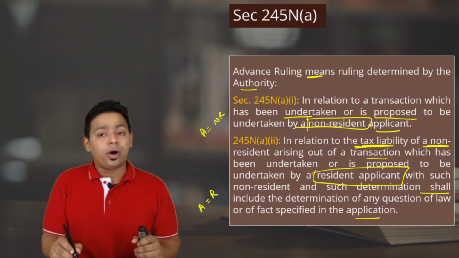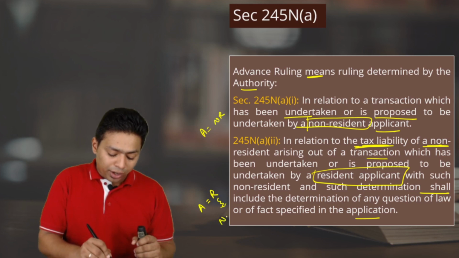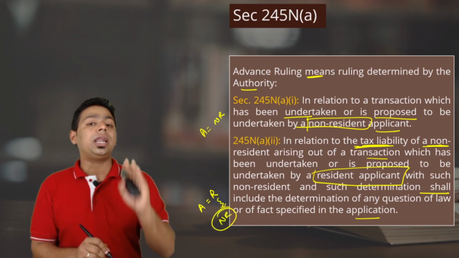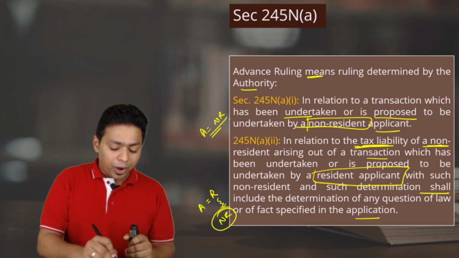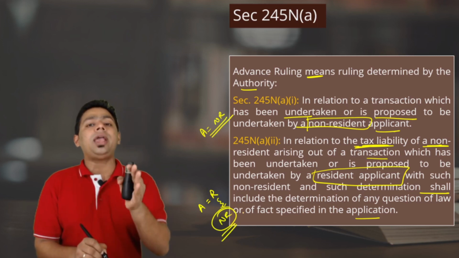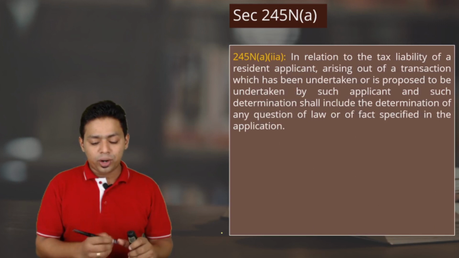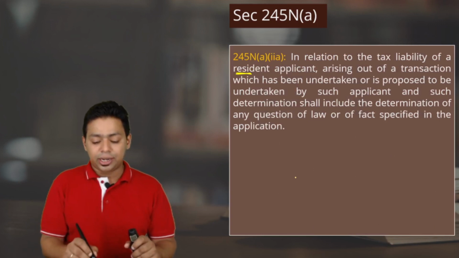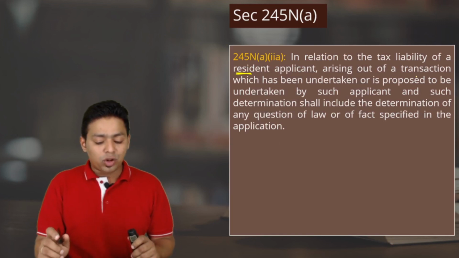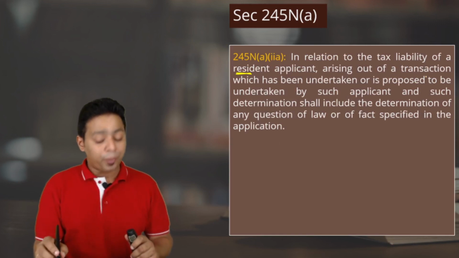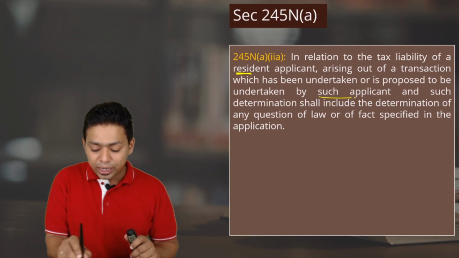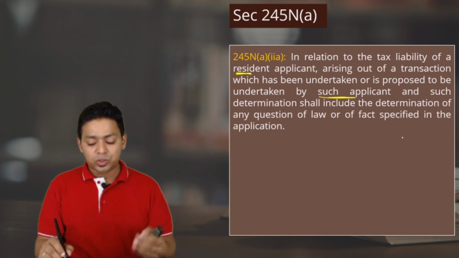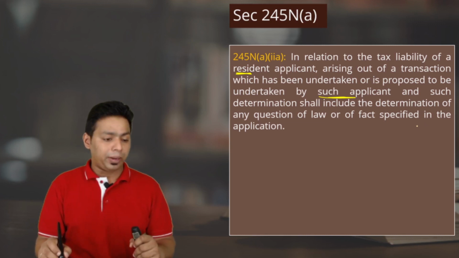He is applying for tax determination of a non-resident with whom he is going to conduct any business or has conducted a business. Ultimately, in point 1 and point 2, we are protecting the non-resident. Let's go forward. In relation to a tax liability of a resident, this is a resident applicant, arising out of a transaction which has been undertaken or proposed to be undertaken by such applicant, and such determination shall include the determination of any question of law or question of fact specified in the application.